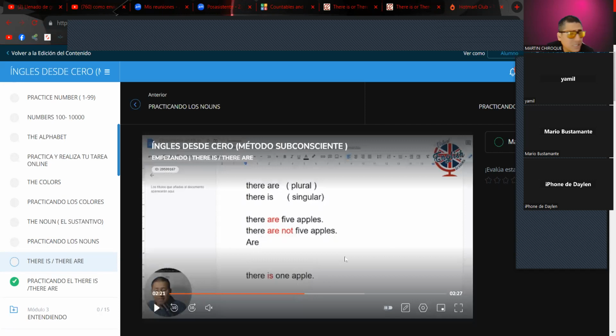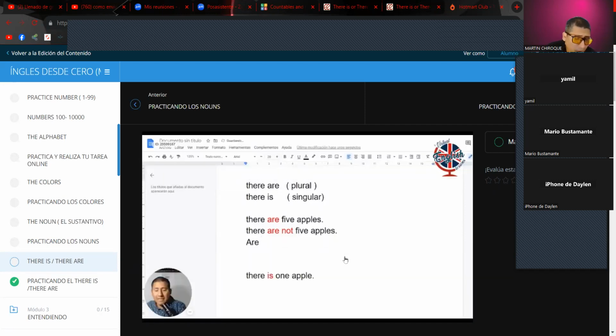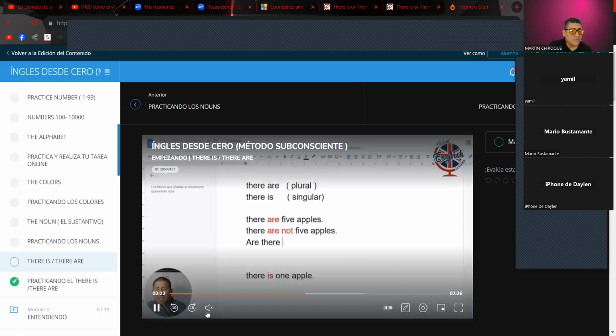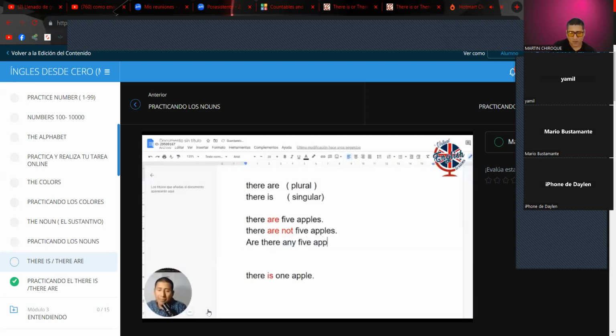Teacher, what is the interrogative form? The interrogative form here is you have to put the verb to be, "are", at the beginning of the sentence, and then you have to change the position of the word. In this case, you have to say, "Are there five apples?" or "Are there any apples?" It's very important to you.